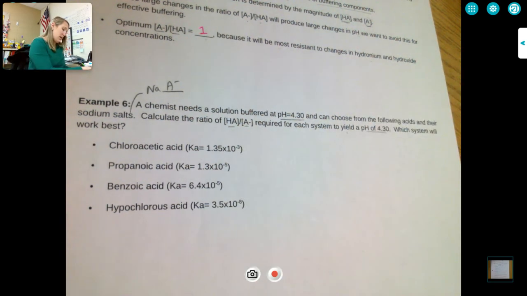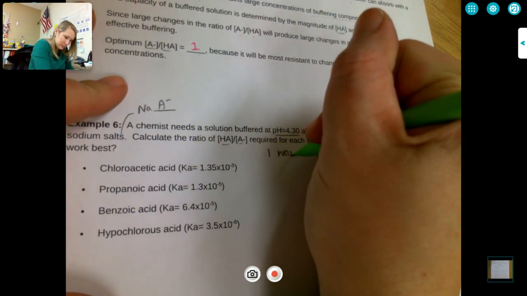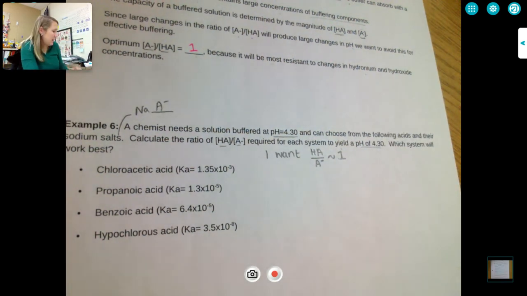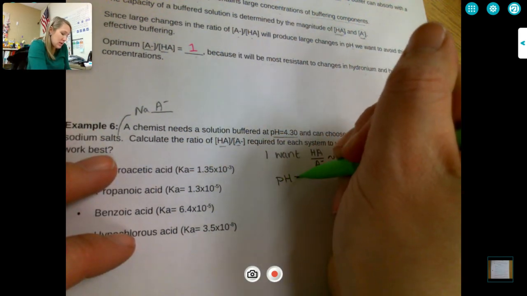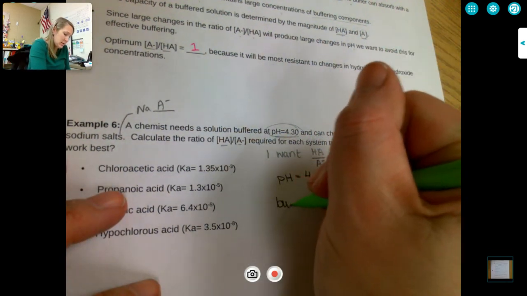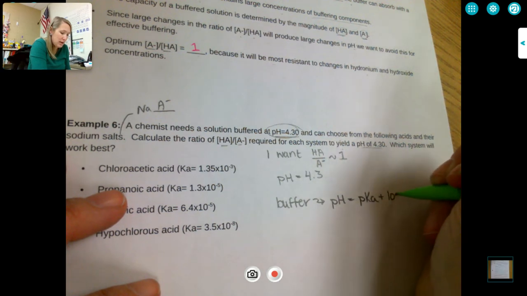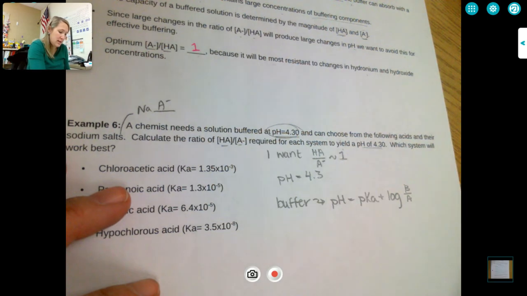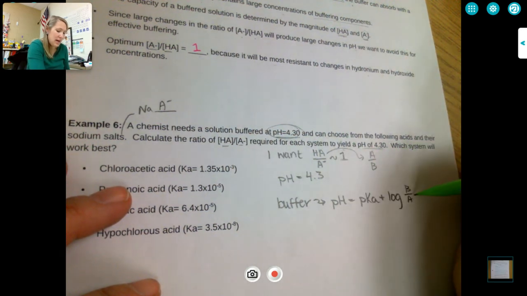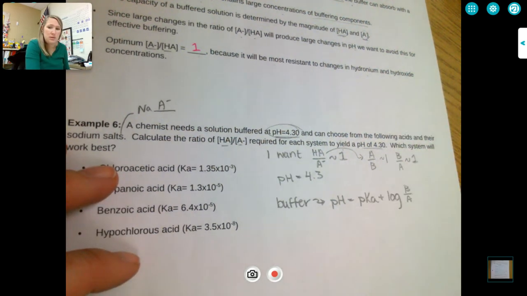Well, if I want my ratio to be closest to 1, I want my HA over A minus to be approximately 1. And I am told that I want my pH to be 4.3. If I have a buffer, that means my pH is equal to my pKa plus the log of my base over the acid. Well, that is just the opposite of this, right? This is acid over base. I want base over acid, but if I want this to be 1, that means I want my base over my acid to also be as close to 1 as possible.